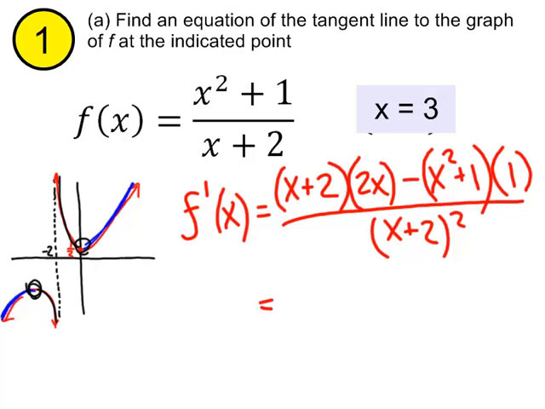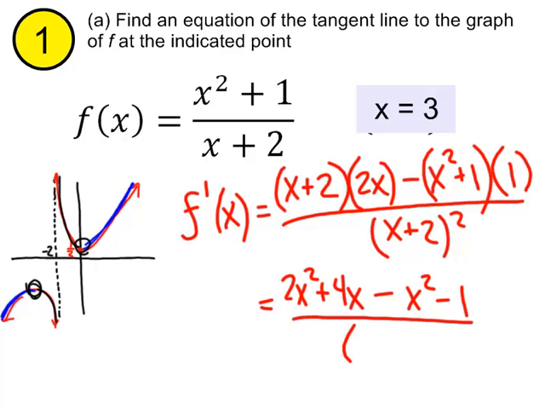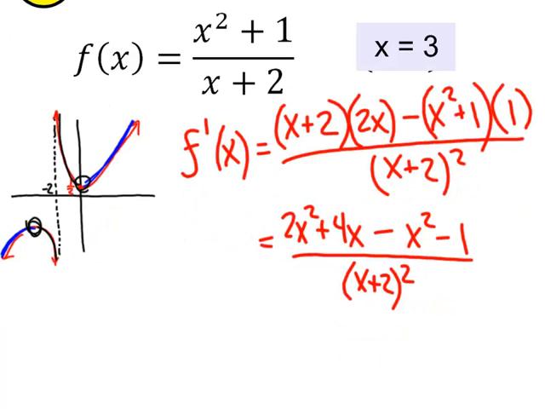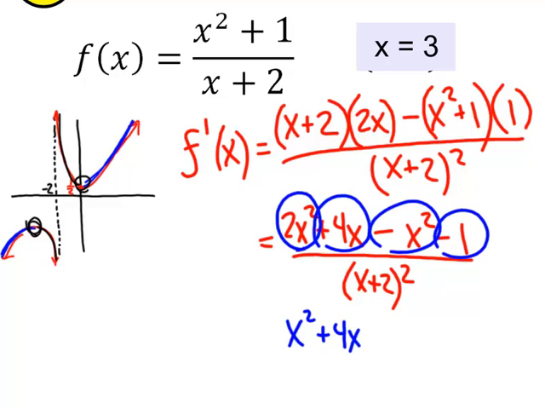Let's simplify. I'll distribute that term on the top and get 2x squared plus 4x minus x squared minus 1, distributing that negative, right? All over x plus 2 squared. And then up top, I've got 2x squared minus x squared. That's going to give me x squared plus 4x minus 1, all over x plus 2 squared. And again, let's not bother foiling out the bottom. That is our f prime of x.